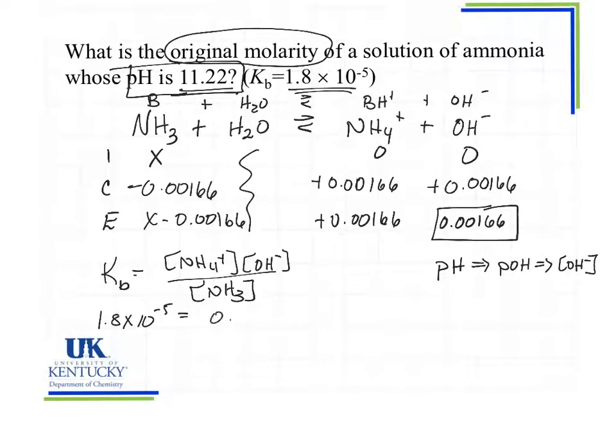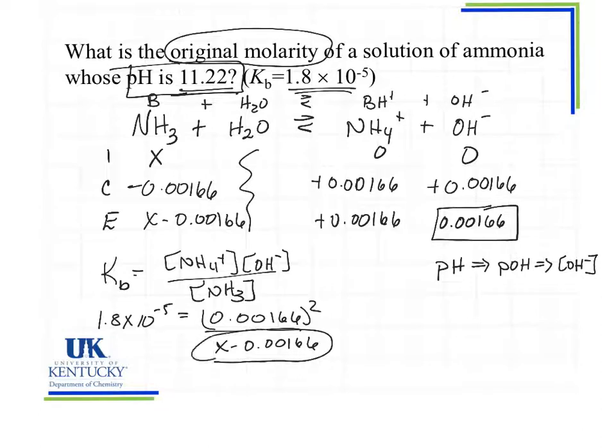I have 0.00166 squared on the top, and I have X minus 0.00166. So now I have my equation where I can solve for X. First thing I want to do is multiply both sides by the denominator I see right there. So that's 1.8 times 10 to the minus 5 times X minus 0.00166. And that's going to be equal to the numerator. I'm going to go ahead and square that, and I have 2.75 times 10 to the minus 6.